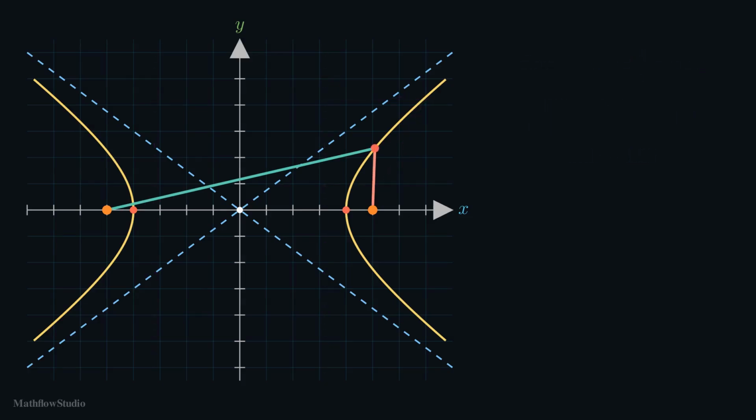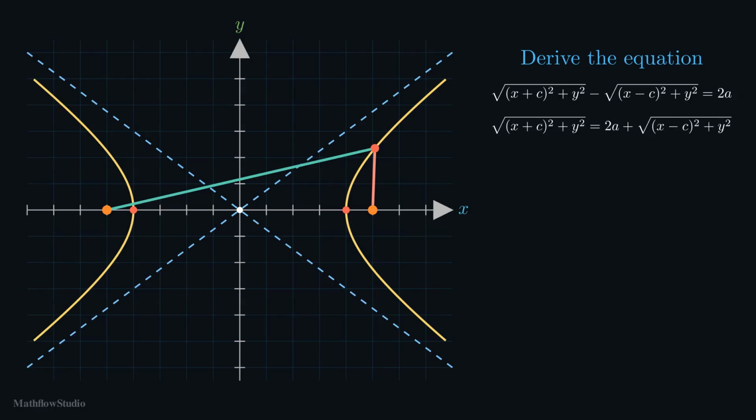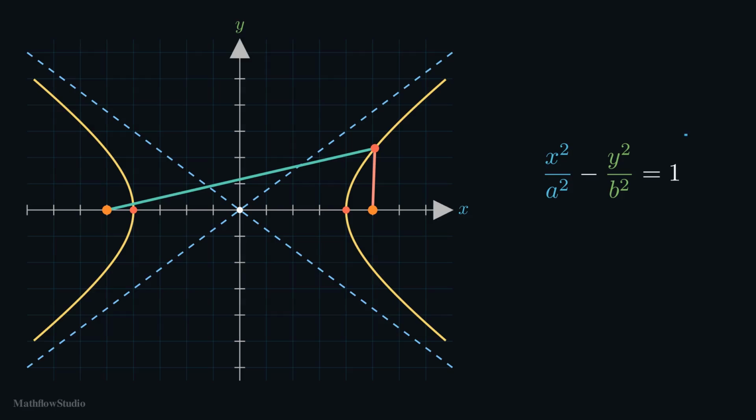Now let's turn that distance rule into an equation. The difference of the two distances equals 2A. Move one square root across. Square both sides and the mess collapses to this. Square once more and gather the terms. But C squared minus A squared is just B squared. Divide through and there it is, the standard equation of a hyperbola. With our numbers, x squared over 16 minus y squared over 9 equals 1.